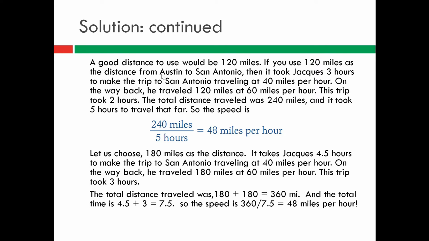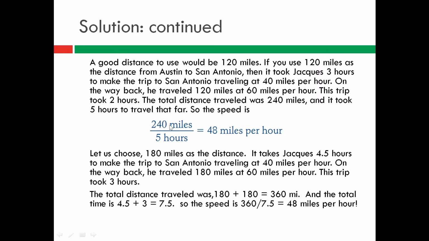This means that the total distance would be 240. Going back and forth, 120 plus 120 will be 240 miles. And the total time would be 5 hours. Again, why 5? Because we have 3 hours going forward and 2 hours going backward. So now you have 240, this is the distance, divided by the time, you will get the speed. So 240 divided by 5 will be 48 miles per hour. And this would be the average speed.